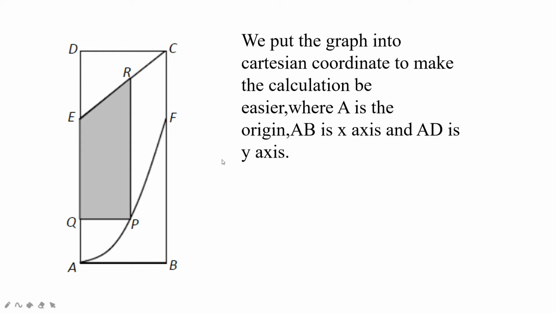To make the calculation easier, we just put all these points into the Cartesian coordinate system, where A is our origin, AB is the x-axis, and AD is the y-axis. After putting all these points into the Cartesian coordinate system, we have to derive the equation of the parabola AF and the equation of the straight line EC.